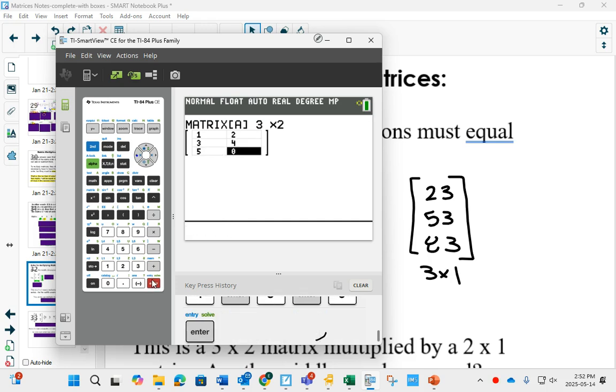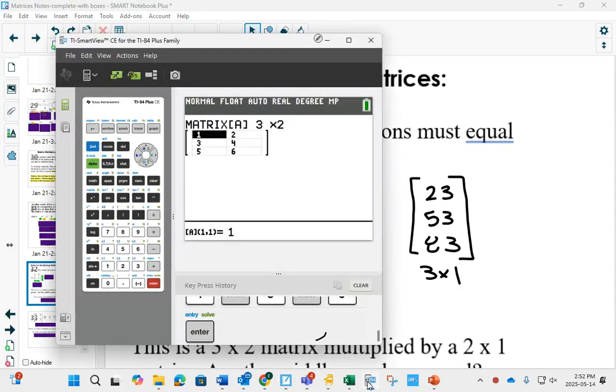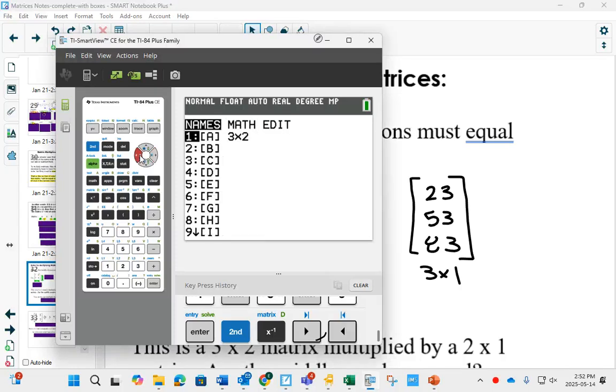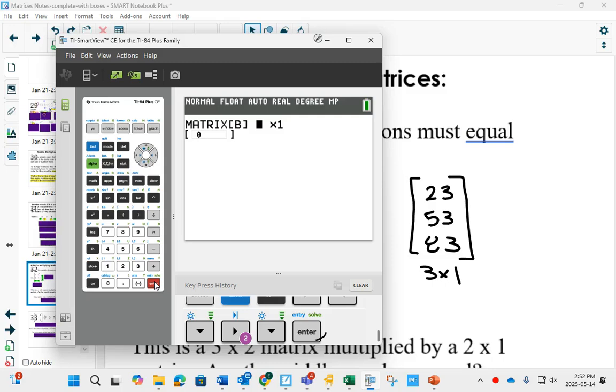And then it was 1, 2, is this how I wrote before? Is that how it was 1, 2, 3, 4, 5, 6? Yes. Nice. So that's my matrix A. And now it's saved as 1, 2, 3, 4, 5, 6. I can go back to matrix and edit. See how now it says A, it's a 3x2. I'm going to go down to B, go to edit, and edit B. B had 2 rows, 1 column, and it was 7 and 8.